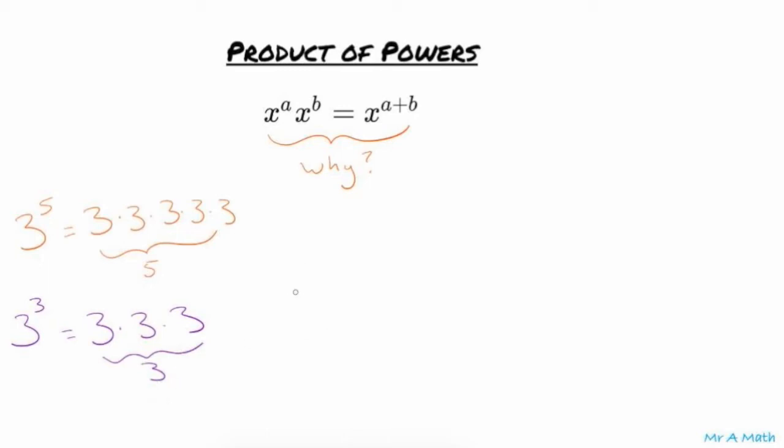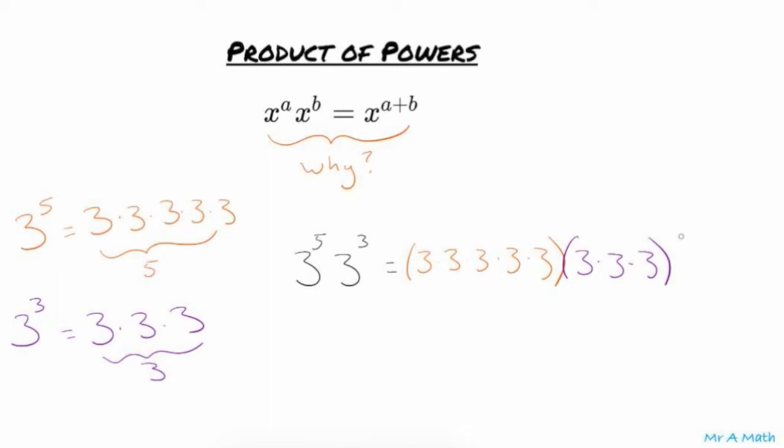So let's say I have the example 3 to the 5th power times 3 to the 3rd power. Well, if I write what 3 to the 5th power is, that's just 3 multiplied by itself 5 times, like we've already said. And then 3 to the 3rd power, in purple, is just 3 multiplied by itself 3 times.